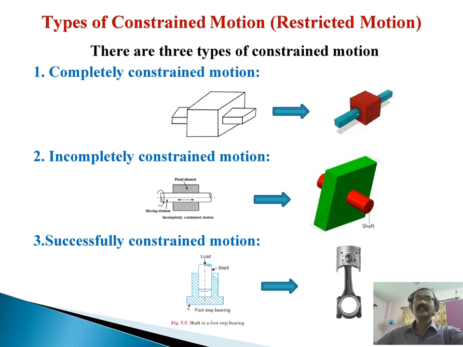Now third one is successfully constrained motion. So what is successfully constrained motion? When the motion between the two elements of a pair is possible in more than one direction but is made to have motion only in one direction by using some external means, it is successfully constrained motion. Now in this diagram, this is a piston in a cylinder of an IC engine, made to have only reciprocating motion and no rotary motion due to the constraint of the piston pin.